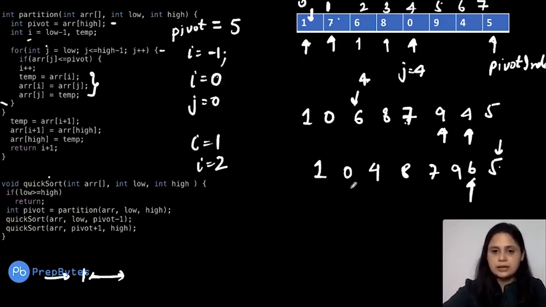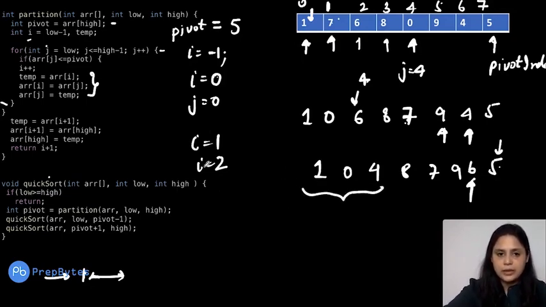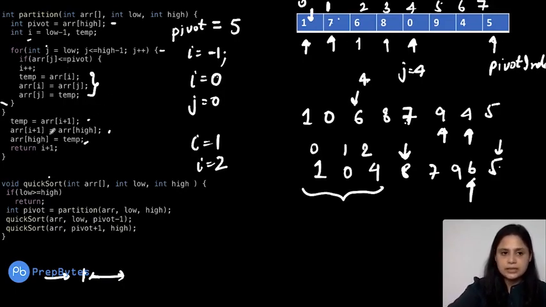Now I know that all the elements from 0, 1, 2 are less than pivot. So what is the right place for pivot? This is the right place for pivot. So I simply swap these two values. These 3 lines and these 3 lines are doing the same thing, swapping.